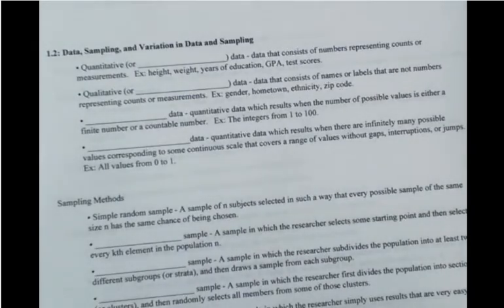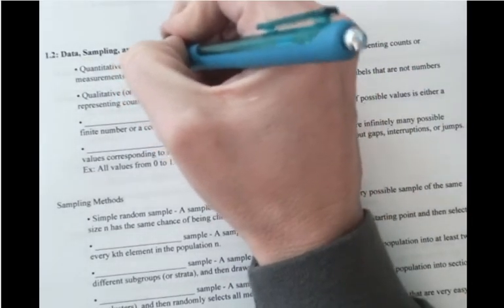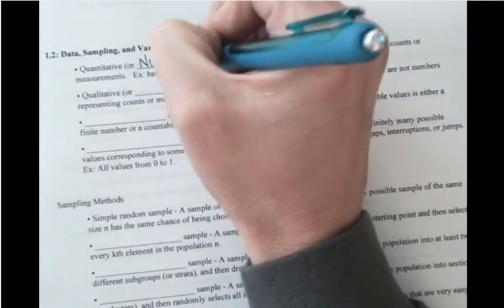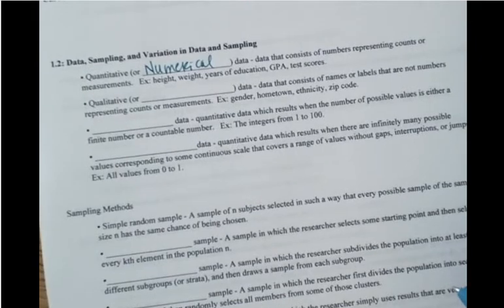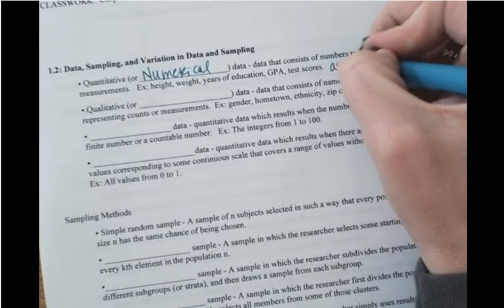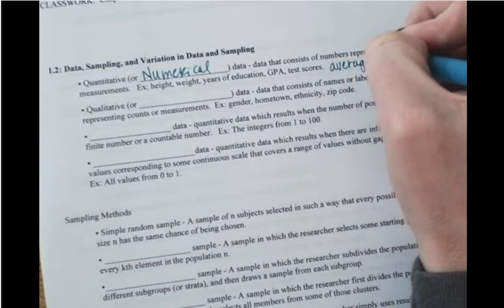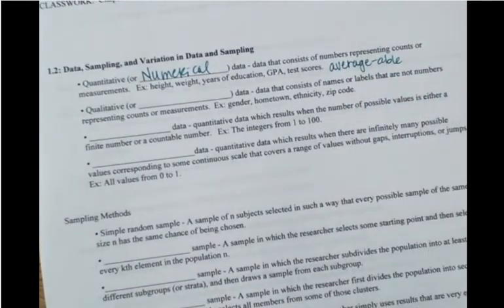All right, in 1.2, we're going to talk about data and how we sample it correctly. The first thing is we need to be able to classify some data. The first set of vocab here is quantitative, or numerical, data, which is data that consists of numbers representing counts or measurements. Height, weight, years of education, GPA, test scores, anything averageable. If that's a word, averageable numbers, okay?